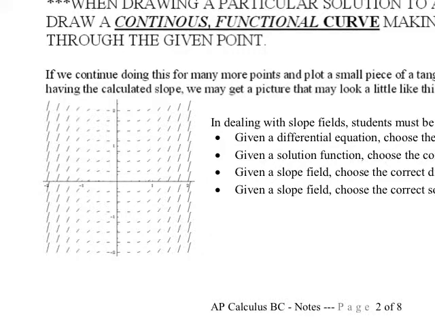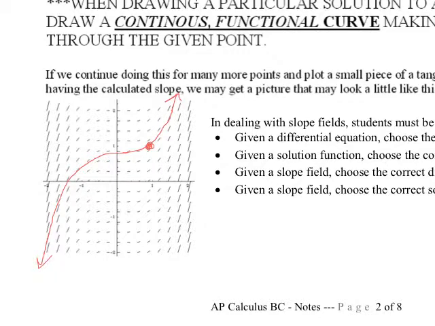If we were given an initial condition of maybe (1, 1), we would plot a point there, and our curve passes through that point and sticks with the flow of the slope field. So we might get a curve that looks something to that effect.